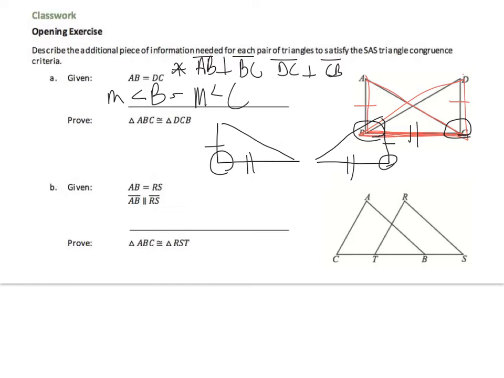Okay, let's look at B. So given AB, which is the long side, it's going to be hard to mark that they're congruent, so we'll just write a red line over it, is equal to RS. And we also know that AB is parallel to RS. So they're equal in measure and they're parallel. Okay, what else would we need to know? We would need to know that this side is congruent to that side, so that would be CB is equal to TS.